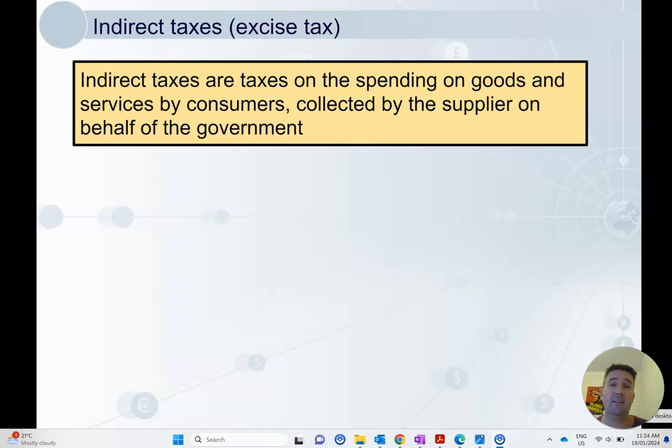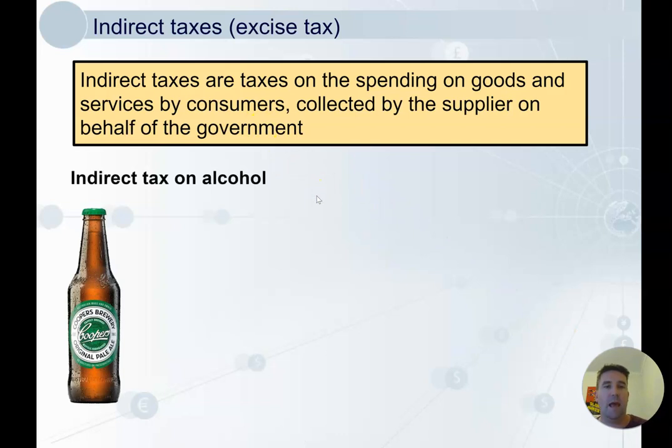Indirect taxes. These are taxes on the spending on goods and services by consumers collected by the supplier on behalf of the government. So you actually pay the tax when you buy it, and they have to keep that, pay it to the government. Example, alcohol. Indirect taxes on alcohol. They are pretty high. I think a large proportion of the cost of buying any alcohol in Australia is tax.